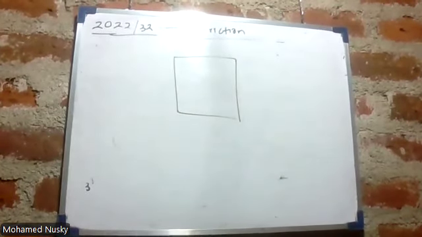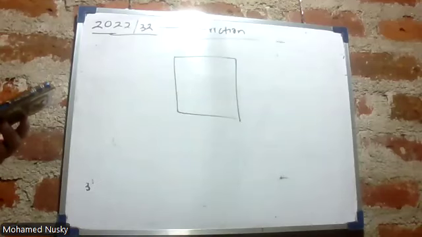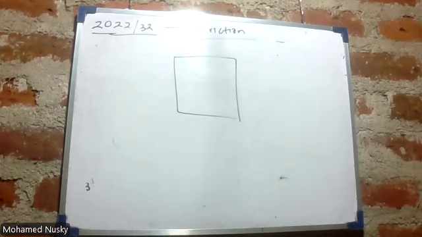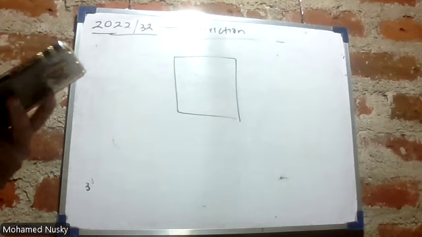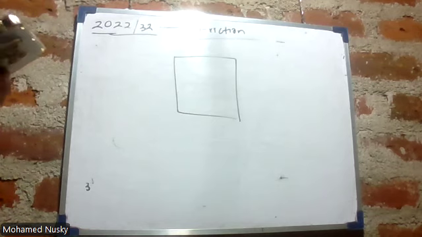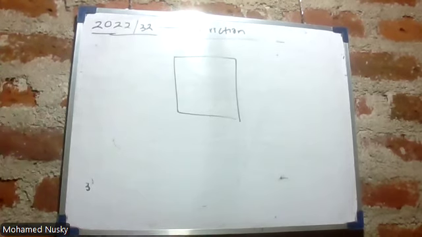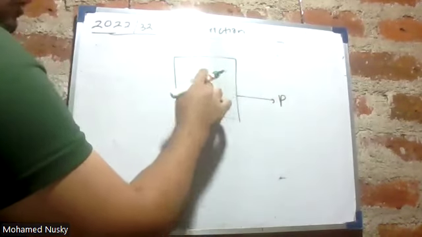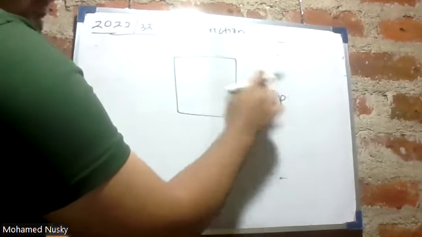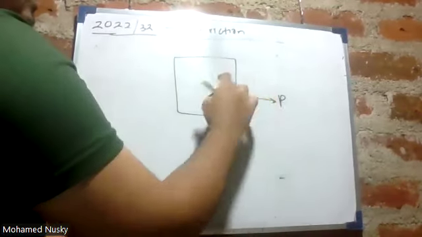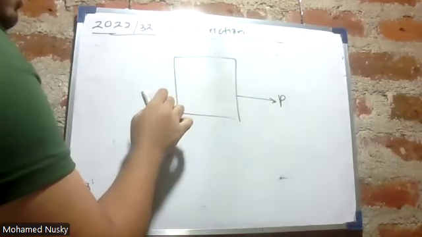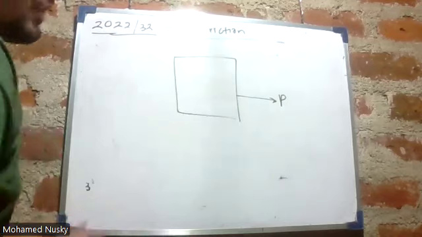The figure shows a horizontal force P applied on an object placed on a plane. When the value of P is gradually increased from 0, how will the frictional force acting on the object vary? Now, this person is giving a force P to this object. He is gradually increasing this force. If he is gradually increasing this force, what will happen to the frictional force acting on this object? That's the question.